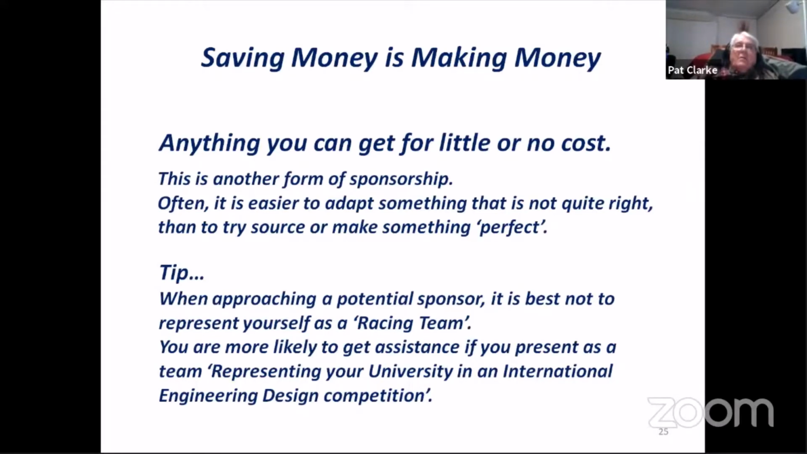So don't present yourself as a racing team. You're not a racing team. Formula Student is not motor racing. It might be a nice game to play. You might have lovely shirts and uniforms and various things. You may call yourself the Delhi University racing team or whatever. Don't do that. First of all, once you've identified a potential sponsor, and I'll talk about that in a minute, present yourself as representatives of your university who are competing in an international engineering competition.